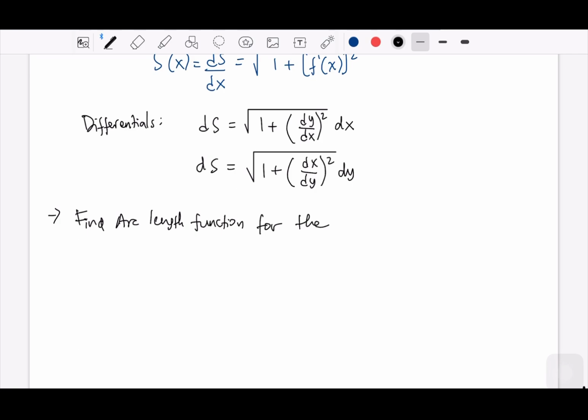For the curve y equals sine inverse x plus square root of 1 minus x squared, with starting point 0, 1. I think this is also a direct question, but it's good for reviewing calculus 1, right?